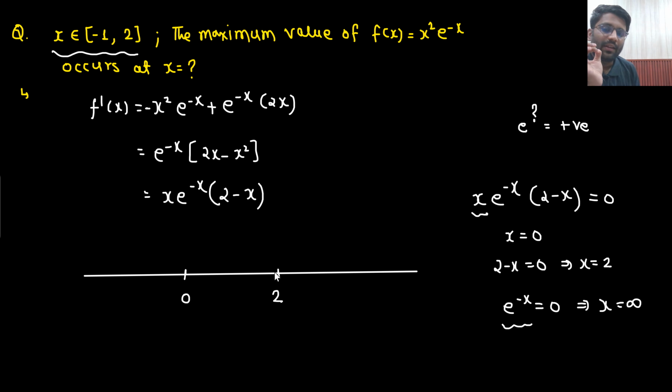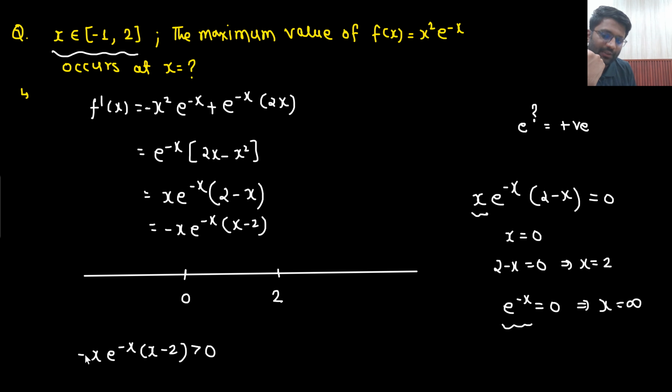Now think about it. If your x is greater than 2, then will your slope be positive or negative? This is 2 - x, not x - 2. If you write x - 2 and you want this to be greater than 0, then there is this minus sign, so what will this make? Less than 0, right?